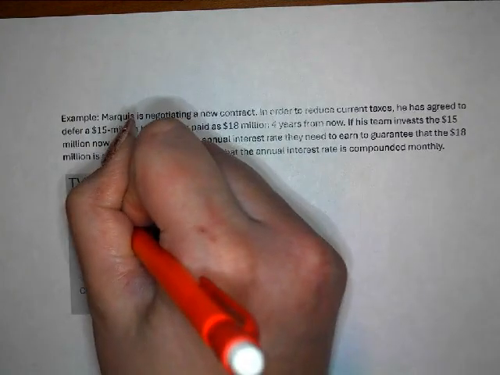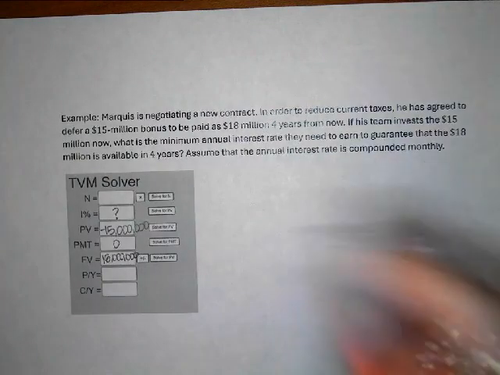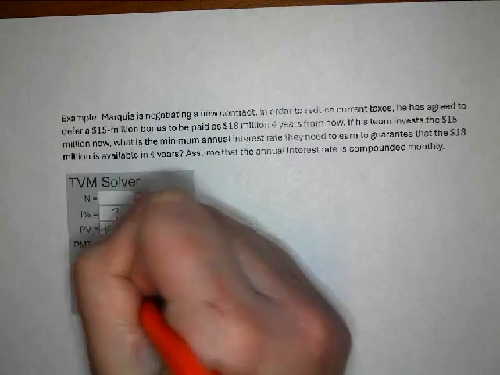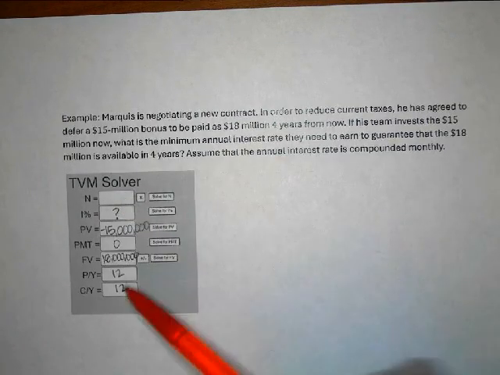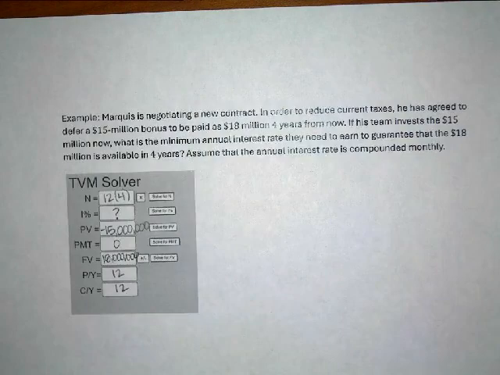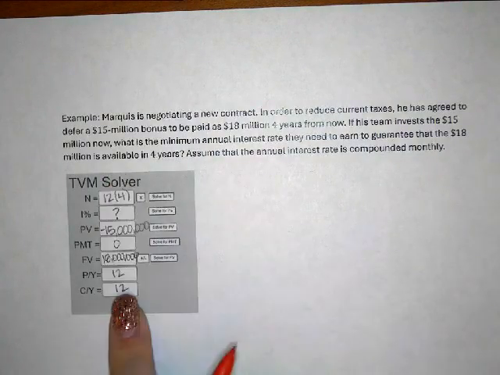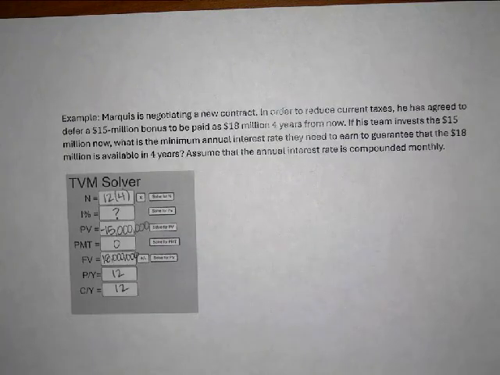The interest rate is compounded monthly. So this is 12, 12, monthly, monthly. And then they said that this was happening 4 years from now. So N is monthly for 4 years. So that's going to be 12 times 4. Okay, so if you were on the website, you're just going to plug all these numbers in and click solve for I%. If you're using your calculator, then you can start plugging in these different values.